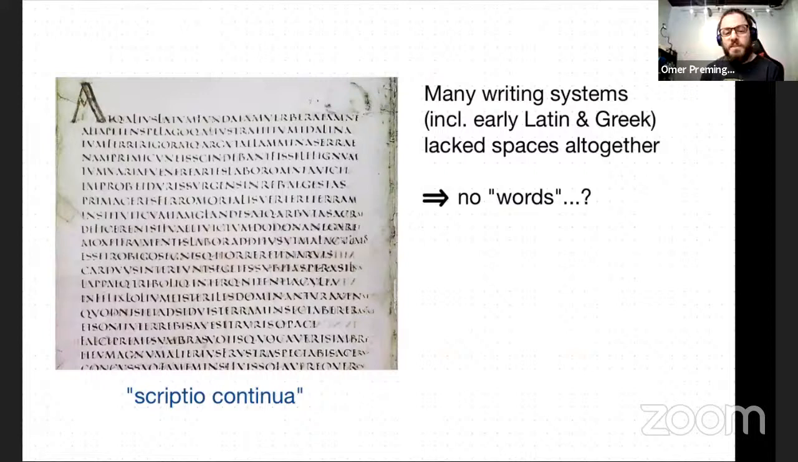Many writing systems, including early Latin and Greek, lacked spaces altogether, or rather those scripts were often written without spaces altogether. The question is, were there no words in early Latin and Greek? So this is a style of writing called scriptio continua.